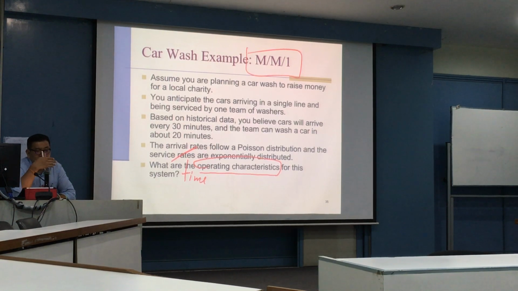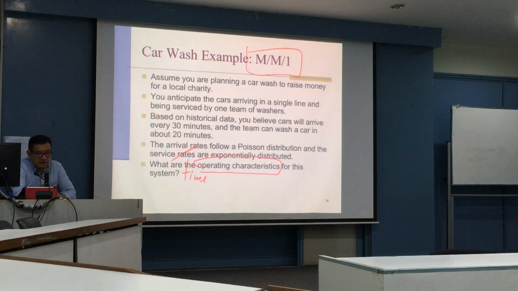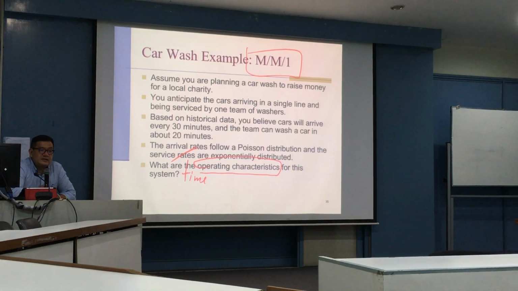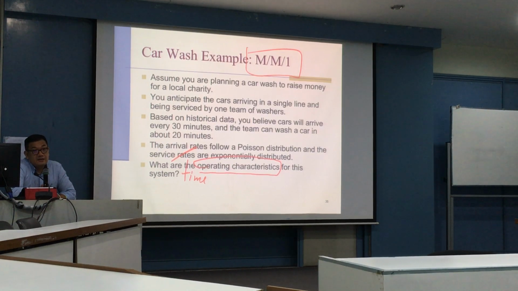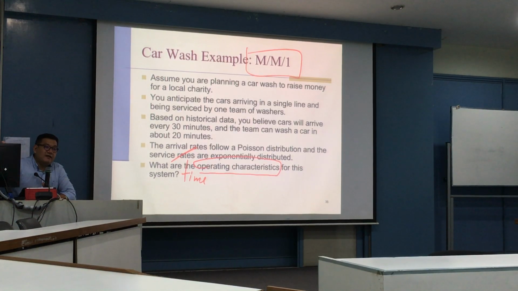Also, cars arrive with a Poisson distribution, and the service time follows an exponential distribution. So this is the MM1 model. If you want to analyze this, firstly you need to find lambda and mu. In this case, lambda is equal to 2 cars per hour, because a car arrives every 30 minutes. So in 30 minutes you have 1 car arriving, so in 60 minutes you can have 2 cars. So lambda is 2 cars per hour.